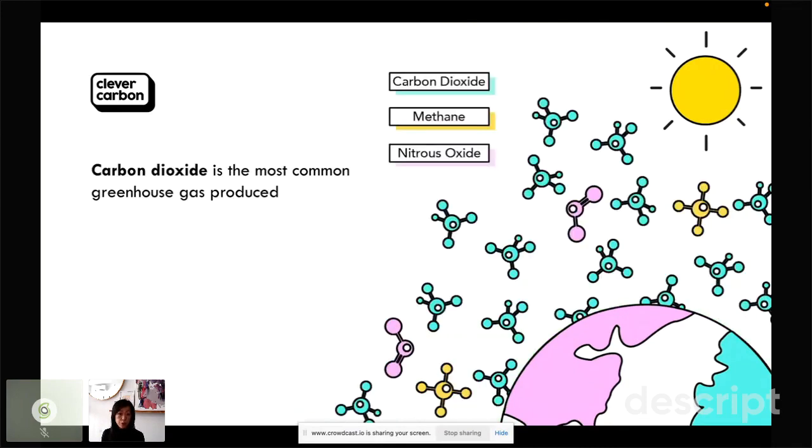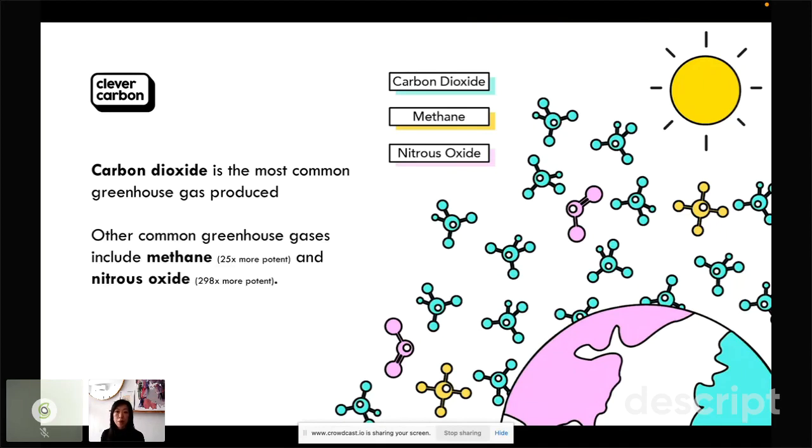There are really 3 main types of greenhouse gases. Carbon dioxide is the one that probably a lot of people have heard about. It's the most common greenhouse gas produced, I would say maybe around 70 to 75% of greenhouse gases. Then we have methane, which is 25 times more potent, and is commonly produced from cattle farming. And we also have nitrous oxide, which is 300 times more potent than carbon dioxide. Fertilizer production is a common way to emit nitrous oxide.